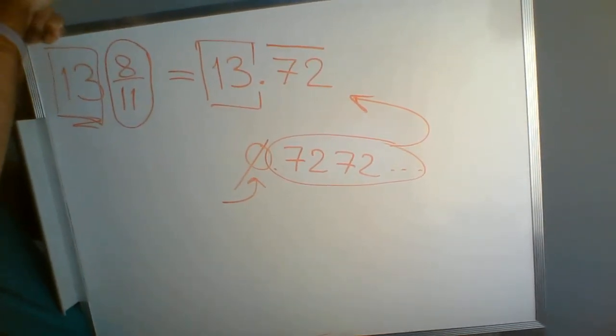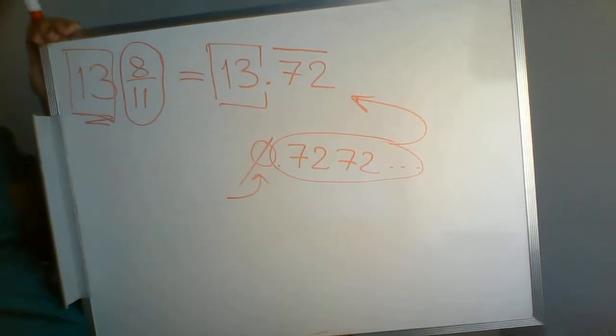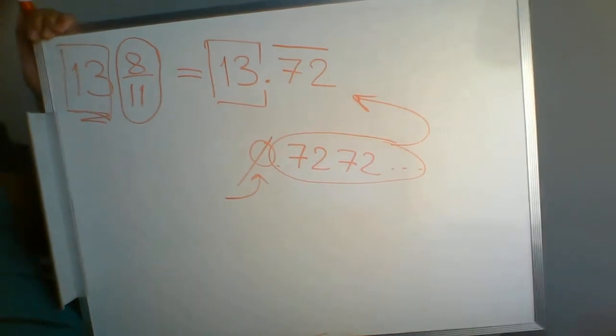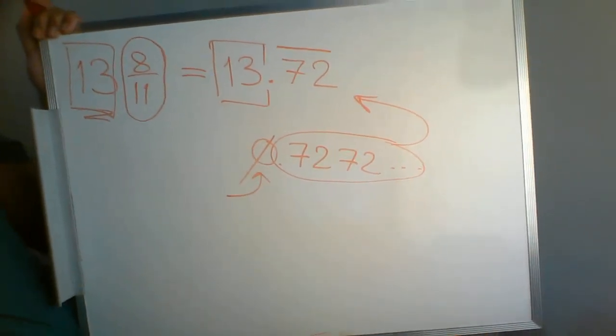So that's the last example that we'll do for going from fractions to decimals. Now let's switch gears. We'll go from decimals to fractions.